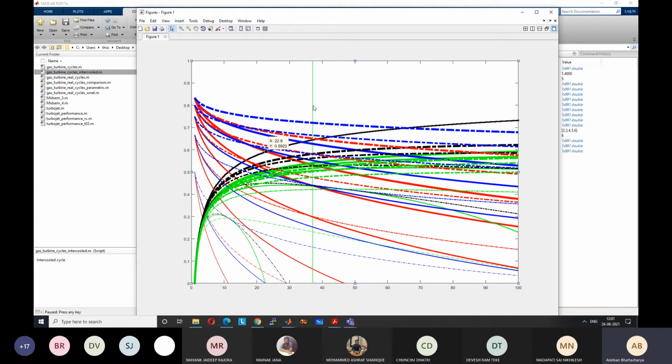Ultimately, the behavior all remains the same. And what I had discussed initially also, that for all the cases after some time, except for the simple Brayton cycle, the efficiency starts decreasing. Although the lines are quite flat, they will start decreasing, like this reheat cycle, intercooled cycle, all the cycles. Only for the simple Brayton cycle, the efficiency keeps on increasing.